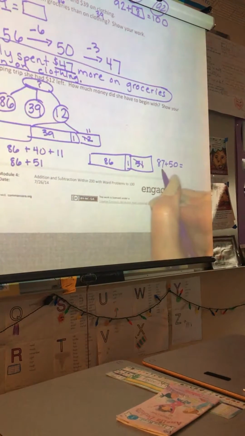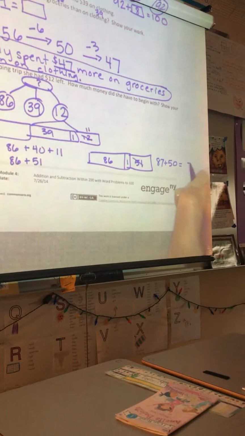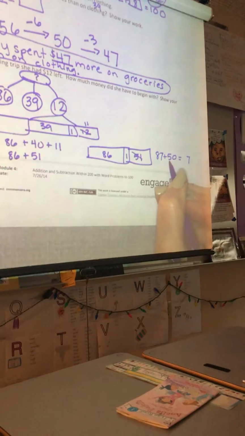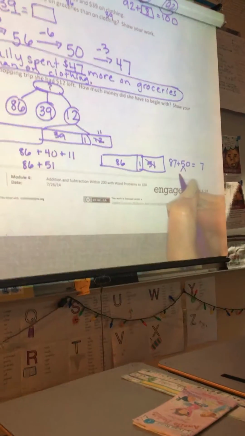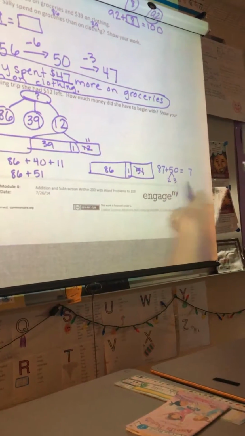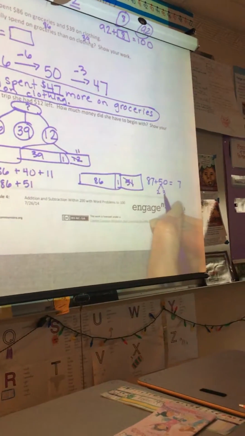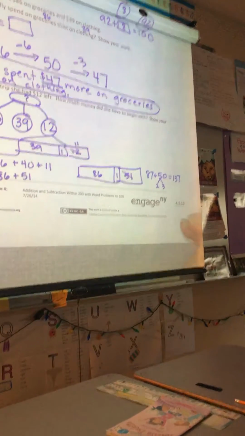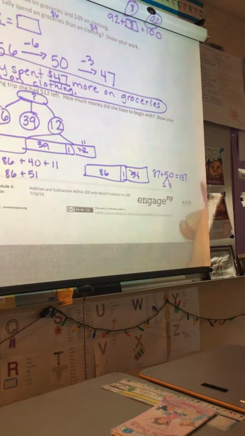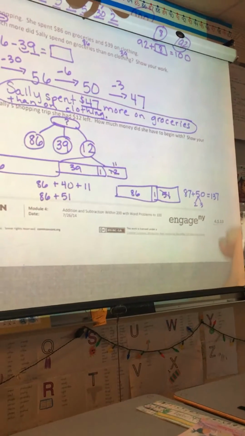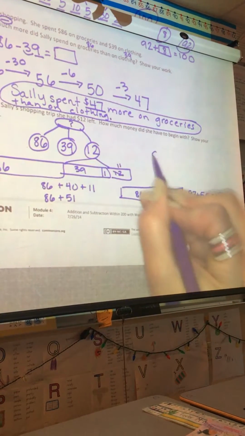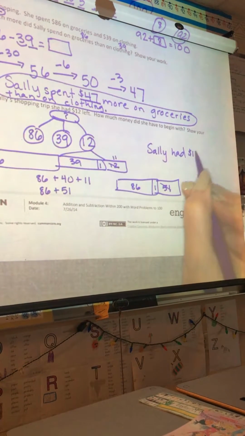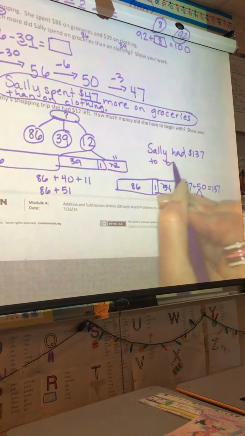If I add my ones place, I have 7 plus 0, which is 7. And I add my tens place, 8 plus 5 is like 8 plus 2 plus 3. 8 plus 2 is 10, plus 3 more is 13 tens. So 137. And now I need to figure out how I write my answer in a sentence. How much money did she have to begin with? Sally had $137 to begin with.